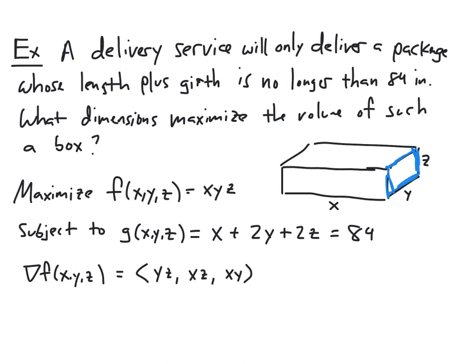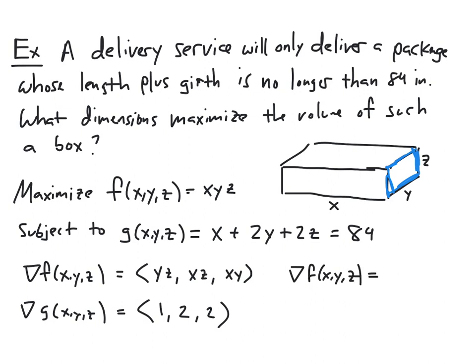And the gradient vector with respect to g, the partial with respect to x is simply 1, with respect to y will be 2, and with respect to z will be 2. So we have a constant vector here. So the system of equations that we're going to set up is that the gradient of f(x, y, z) is going to equal the constant lambda times the gradient of g(x, y, z).